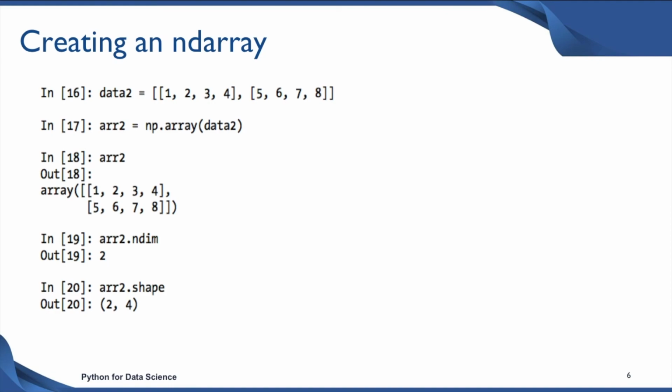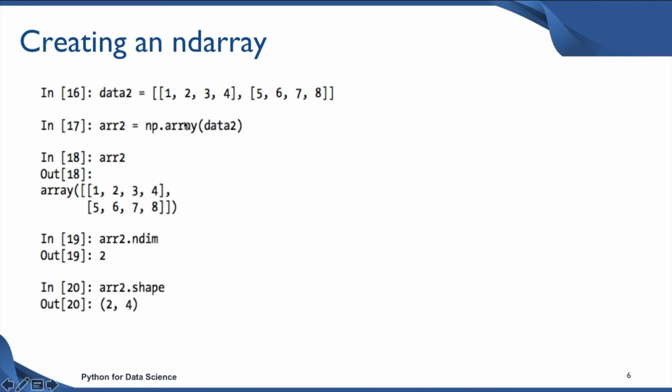Now if we wanted to create an n-dimensional array or a 2D array, we need to pass two-dimensional data, or our two-dimensional list, right? So in the example you can see that the data is two-dimensional. So it is having rows and columns. It is having 4 columns and 2 rows, right?